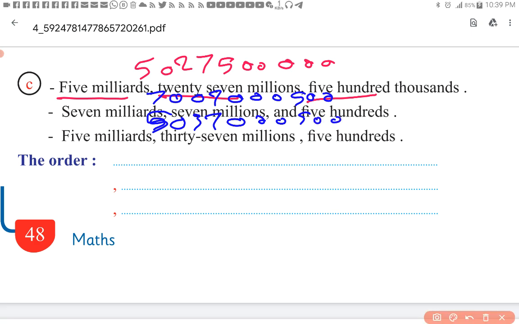To compare between them, at first count the number of digits. All numbers contain 10 digits. Then here we have 5, and here 7, and here 5. So the number that contains 7 is greater. Write it in words. But here there is no space.